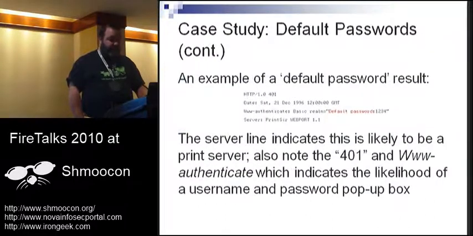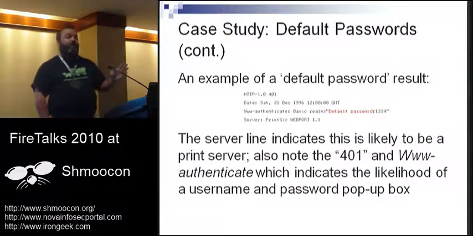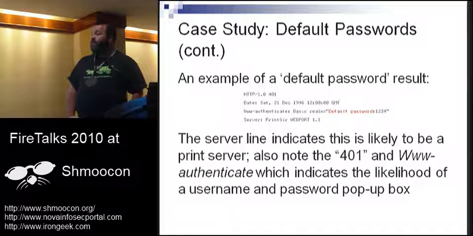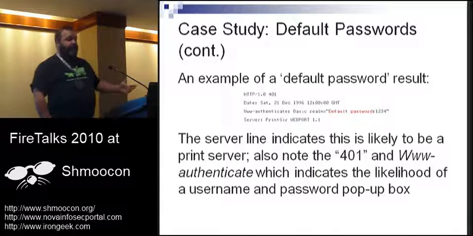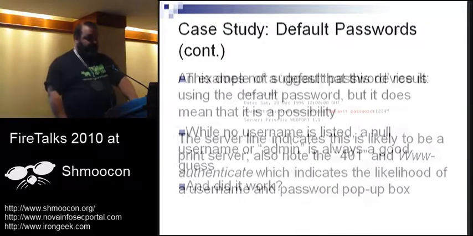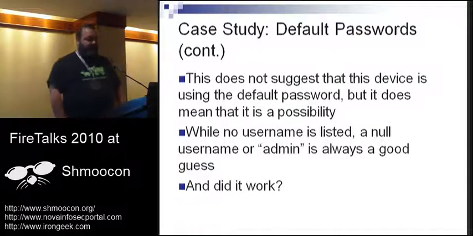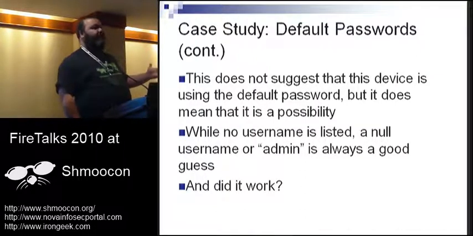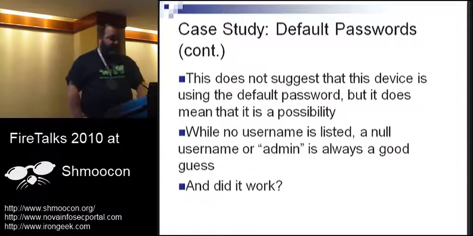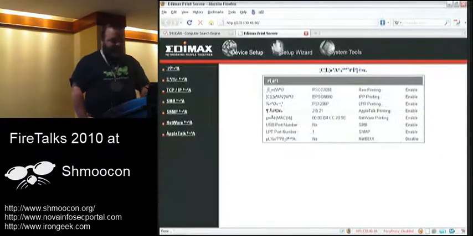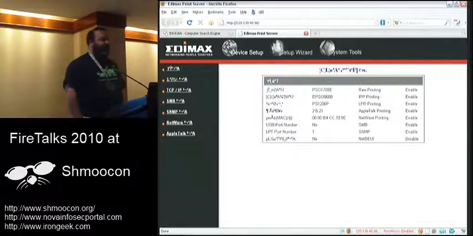So here's an example of a device. This is actually the first one I found. Default password 1234. It's a print server for a printer, and it does have the www authenticate, so it's going to give us a pop-up box, probably. It doesn't give a username, but what are the first usernames you're going to try? Admin or a null username. So does it work? Here's the box. That's exactly what I expected, and yeah, the null username worked and the default password works.